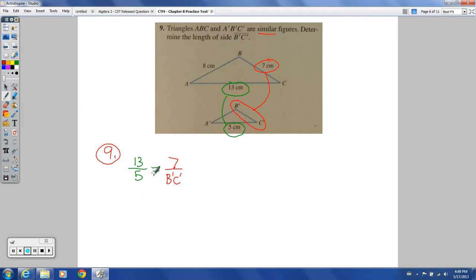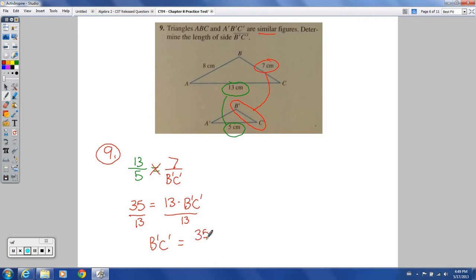So from here, looks like we can cross multiply. We'll have 35 equals 13 times the length of B prime C prime. From there, divide by 13, and that should give you your final answer. It looks like we'll approximate this one. So this would be an exact answer. I'll give you exact answer and approximate answer on this one.